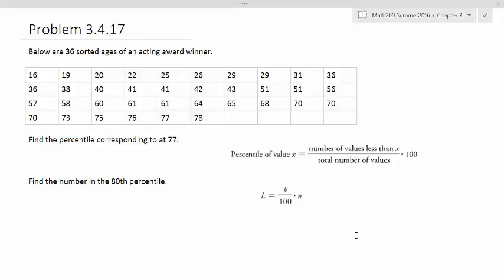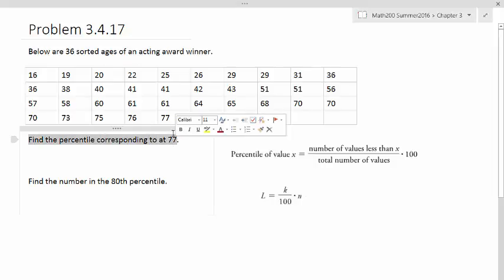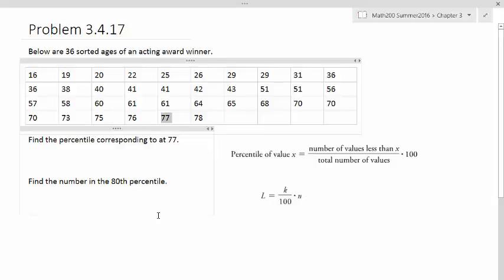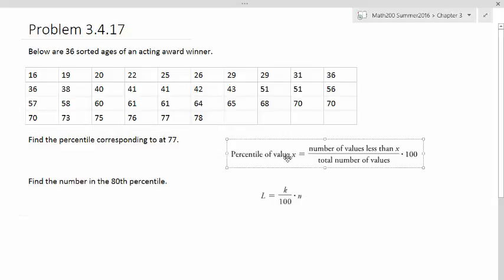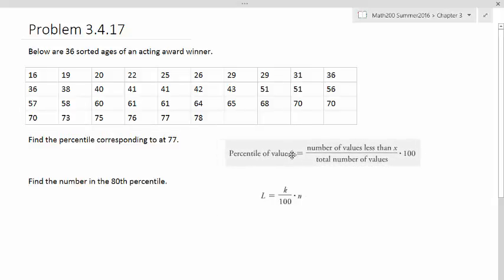This is a problem from section 3.4, similar to your homework. Here we have 36 ages of acting award winners already sorted for us, and they want us to find a couple of things. One, they want us to find the percentile corresponding to the score of 77. And then after that, they want us to find the age, or the score, that is in the 80th percentile. So let's do the first one, and here is the corresponding formula that we need.